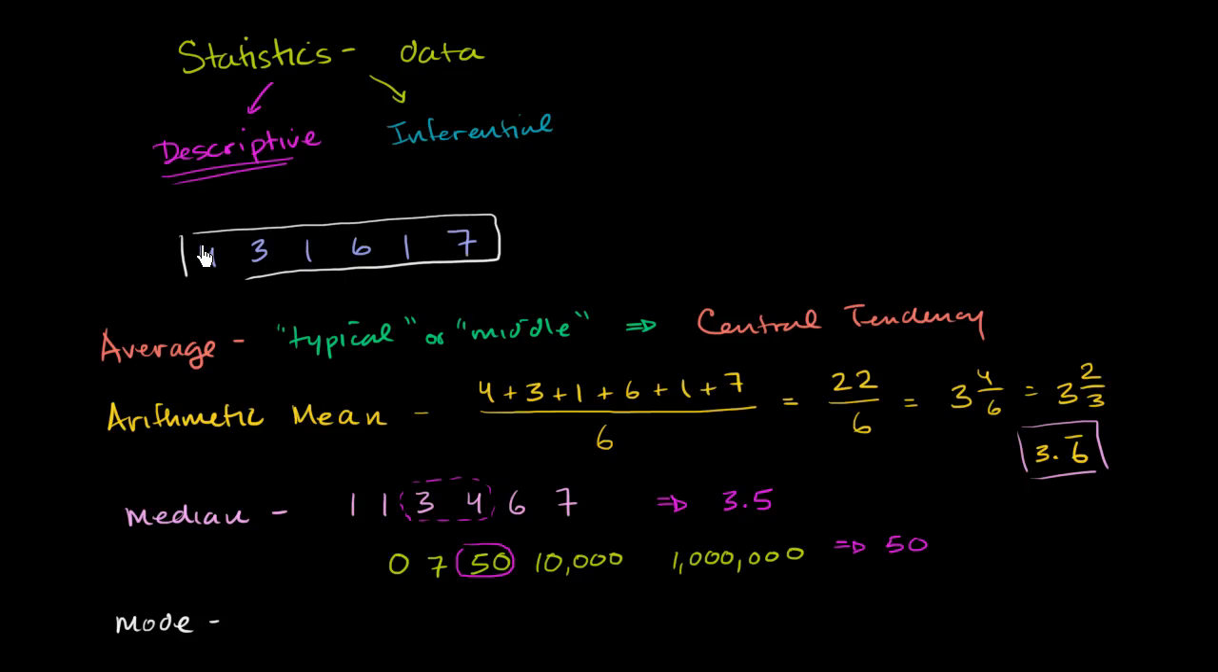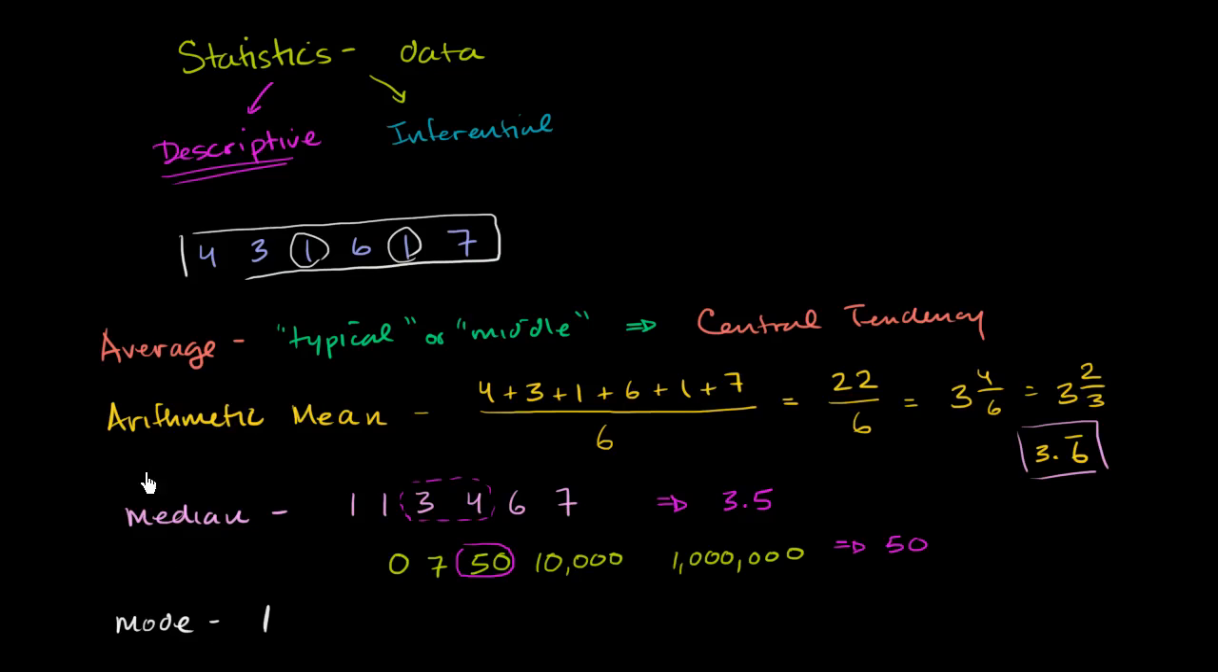Well, we only have one 4, only one 3, but we have two 1s. We have one 6 and one 7. So the number that shows up the most times here is our 1. So the mode, the most typical number, the most common number here, is a 1.